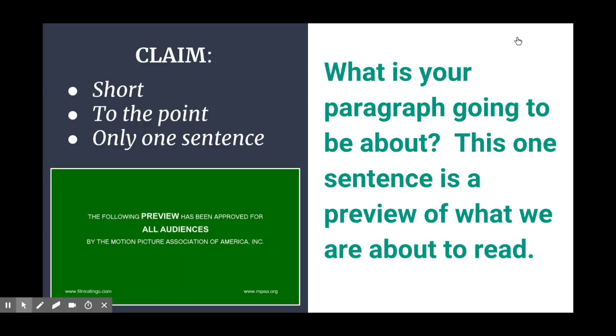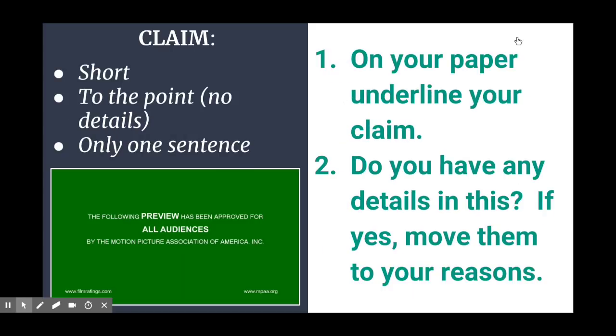What comes next is our reasons and our evidence. So our claims tell us what your paragraph is going to be about. And again, this is just one short, to the point sentence. So right now, I would like you to take out your notebook. If you need to pause the video in order to do that, then please right now pause the video. You are going to open your notebook to the page that has your body paragraph and underline your claim.